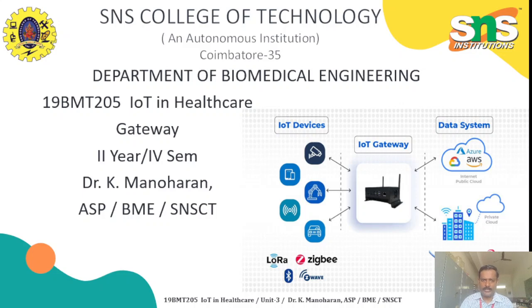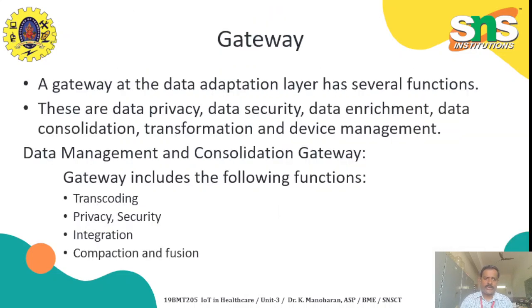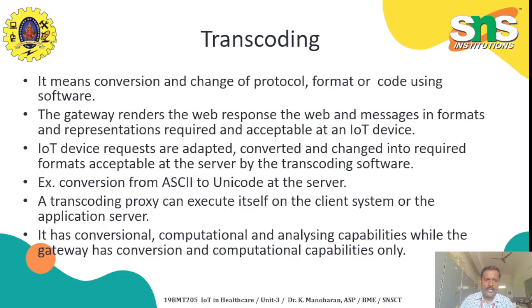some other cloud platforms. So a gateway at the data adaptation layer has several functions. These are data privacy, data security, data enrichment and data consolidation, data transformation and device management. These are some of the functions of gateways. Data management and consolidation at the gateway includes the following functions: transcoding, privacy, security, integration, compaction and fusion. Transcoding means conversion and change of protocols.